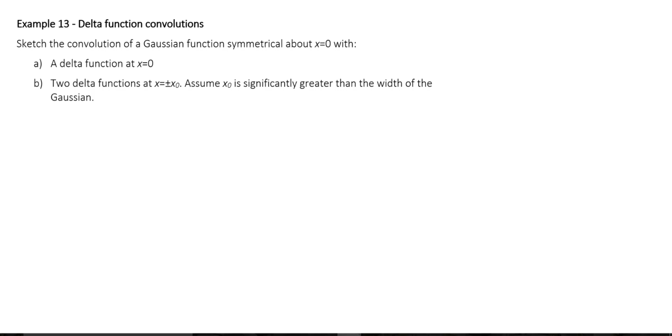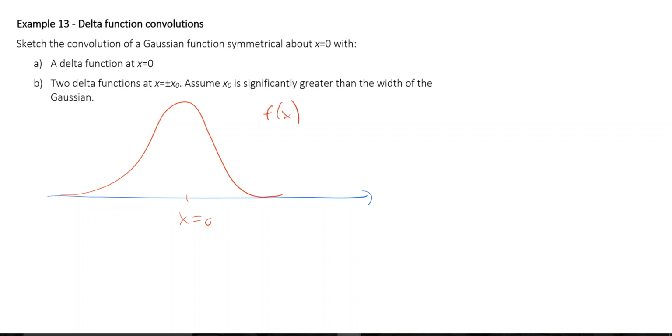So this problem in part A, we're asked to sketch the convolution of a Gaussian function which is symmetrical about x equals 0 with a delta function positioned at x equals 0. So we can sketch the two functions. For the Gaussian function, we're going to have something that looks like that. That's x equals 0. So we'll call that f of x.